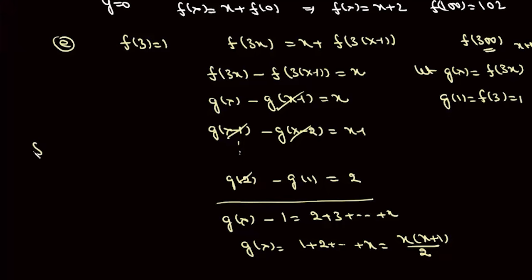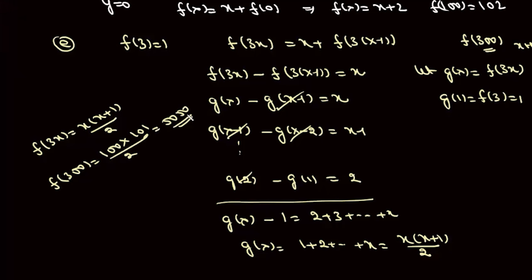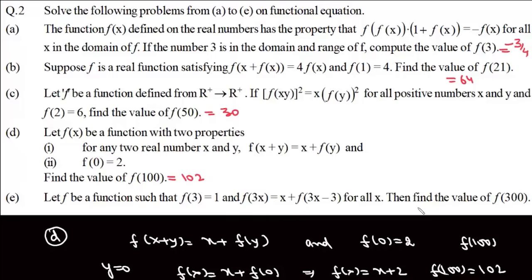So from here we can say f(3x) is x(x + 1)/2. Now if we put x as 100, we'll get f(300), and it'll be 100 times 101 by 2, which is 5050. So the answer to this question is 5050.